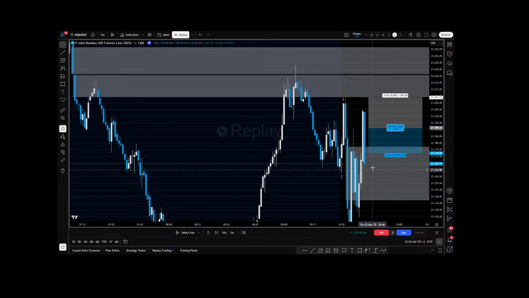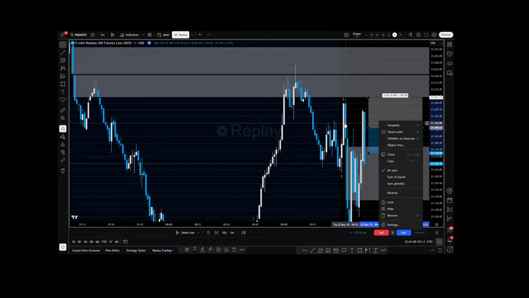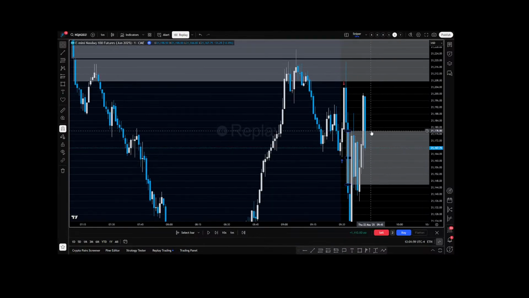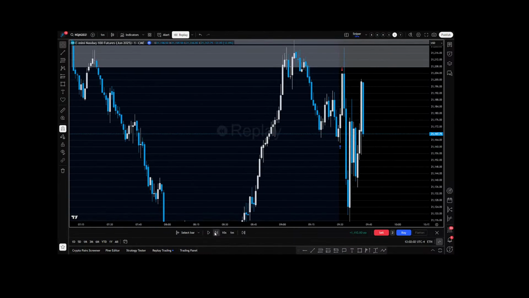Yeah, so we got that and would have been stopped here. Unfortunately, just a close above this internal. That's all price needed. Everyone who bought this strong close, that's a stop out. Playing through it.